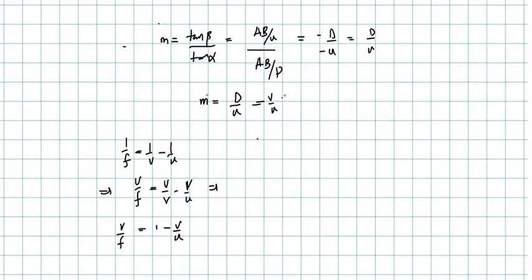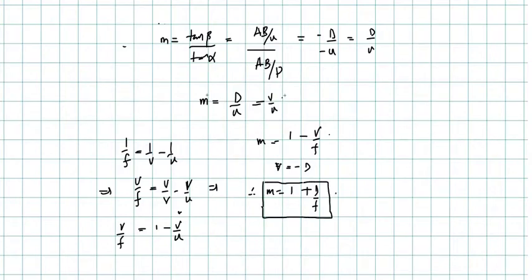So, M will be equal to V by U. So, I am writing this as M. So, M is equal to 1 minus V by F. Now, V is minus D, right, V equals minus D. Therefore, M will be equal to 1 plus D by F. So, this is the magnification of the simple microscope at near point adjustment. What is the benefit of this expression? This expression uses only the focal length of the convex lens, clear. So, this is the magnification of the simple microscope at near point adjustment, okay.